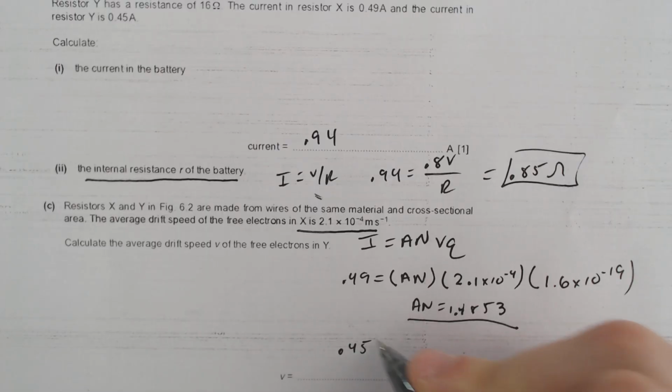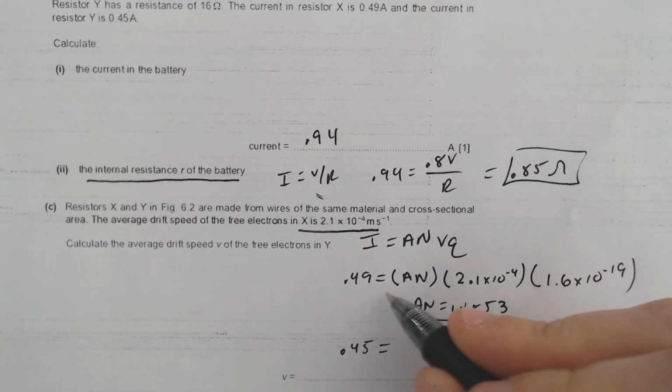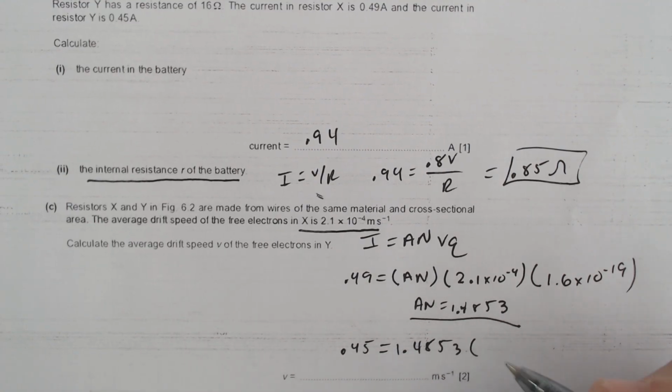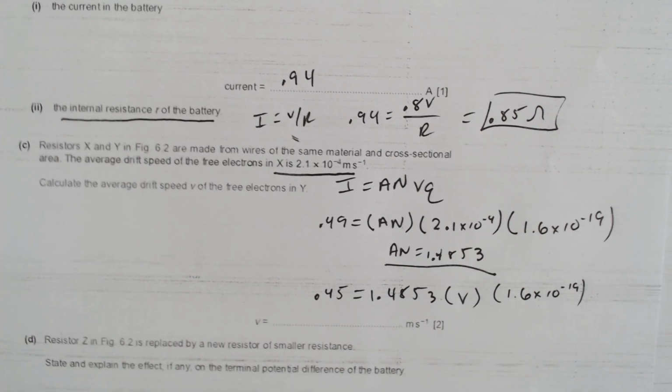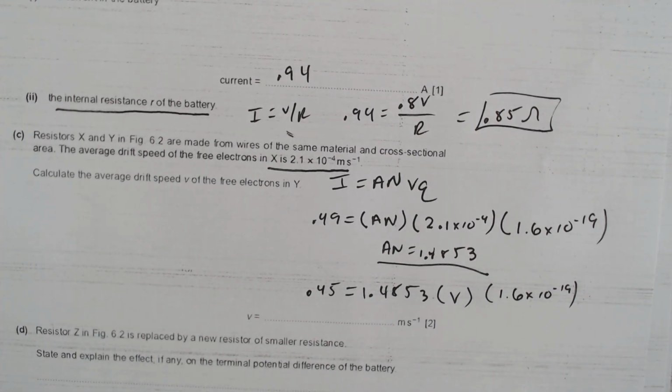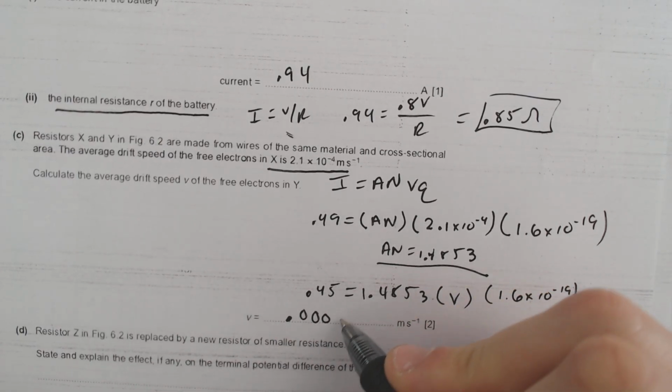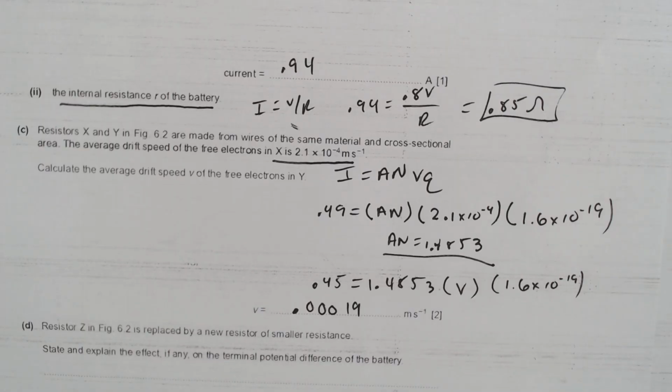So it's going to be 0.45 is equal to AN, which we just found out, 1.4853. We're looking for V, 1.6 times 10 to the negative 19th would be our Q. And you just solve for V there. 0.45, divide by that, and divide by 1.6 times 10 to the negative 19th power. And you get a velocity that is very slow. Drift speed is very slow. It is 0.00019. Okay?